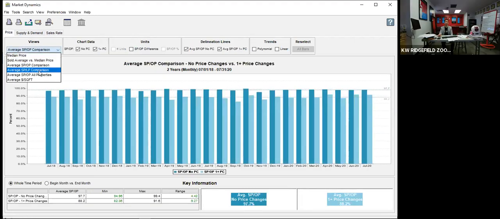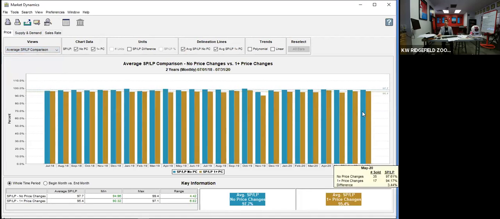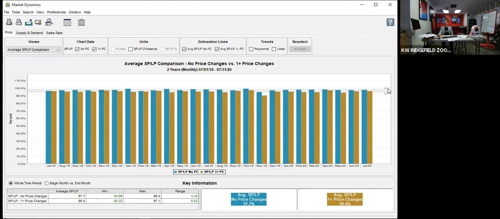Sure. So Lori's asking for, this was sale price to original price. When you do sale price to list price, that means the last list price. So the delta is obviously going to get smaller. You see it tightens up to, if you came on with no price changes, 97.7%. If you came on with price changes, the list to sale ratio versus your last listing price is still over 2% less. So it's 95.4 versus 97.7 if you have to take a price change.